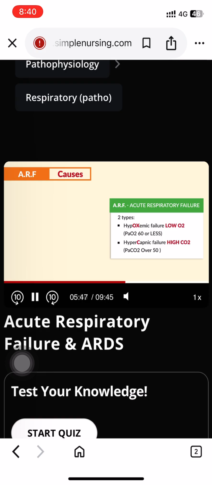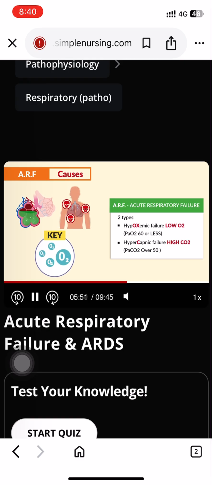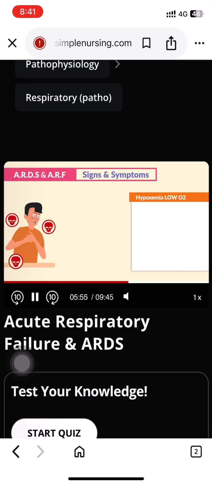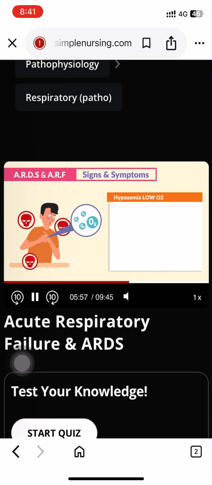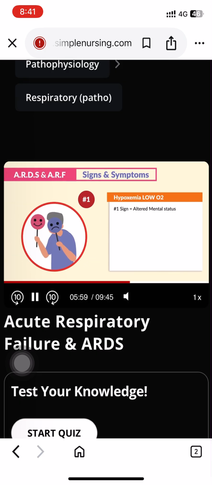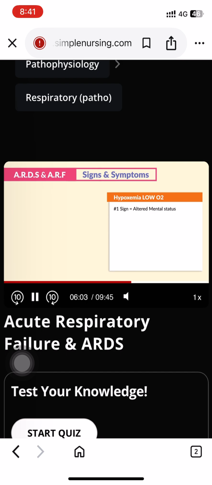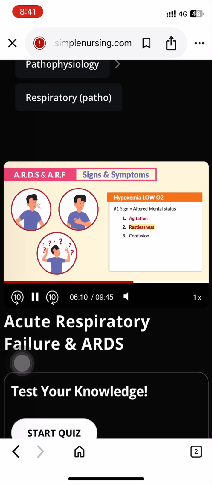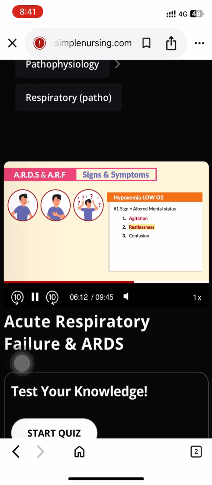Now, whatever the condition, either ARDS or respiratory failure, the big key here is low oxygen. So in terms of signs and symptoms, write it down, hypoxia, that low O2. The first sign is altered mental status. Huge NCLEX tip. And the three key signs to write down and know by heart are agitation, restlessness, and confusion.